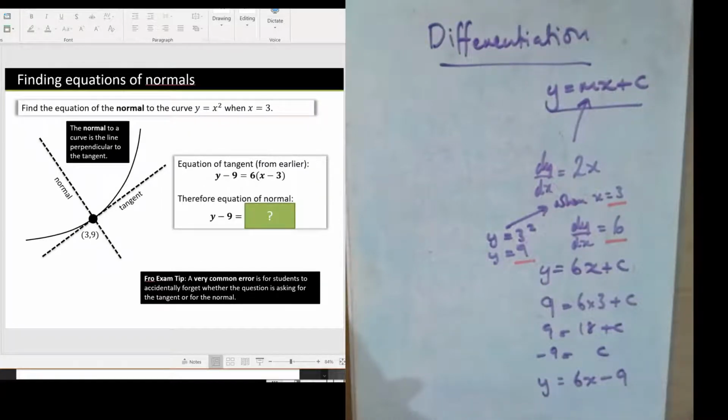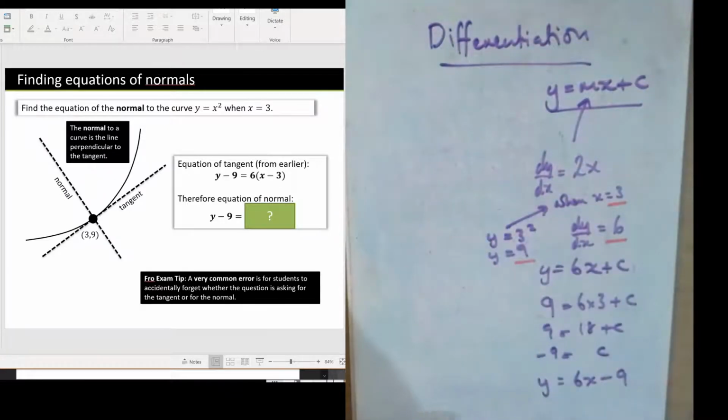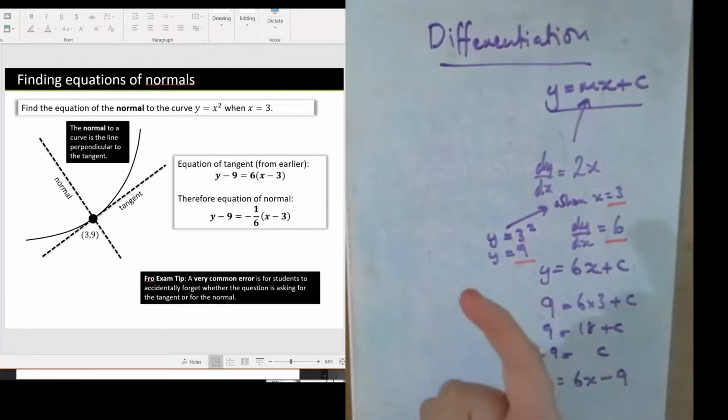Okay, so check that. Why didn't I check that? Doesn't matter. So the normal to the curve is a line perpendicular to the tangent. I've already told you that. And it says find the equation of the normal to this curve when x equals 3. So they're still talking about the same point. I know I can still use the 3 and the 9. That's perfectly fine. If I was using this formula, then I keep the x the same as it is already. And then all I have to do to the actual gradient is just find the negative reciprocal.